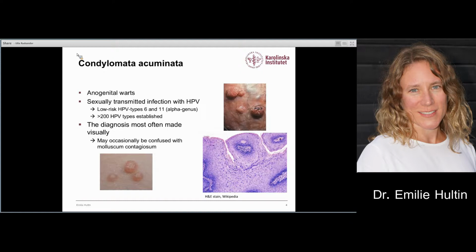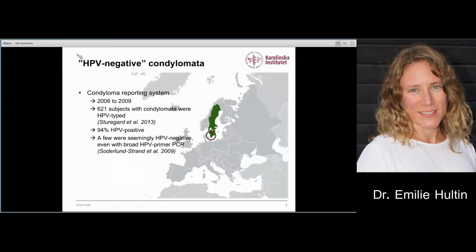So in Sweden, we have a condyloma reporting system. And in the southern part of Sweden, there were 621 subjects with condylomas that were reported between the year 2006 and 2009. And these 621 subjects were typed for HPV, and the study was published 2013 by Sturegård et al.